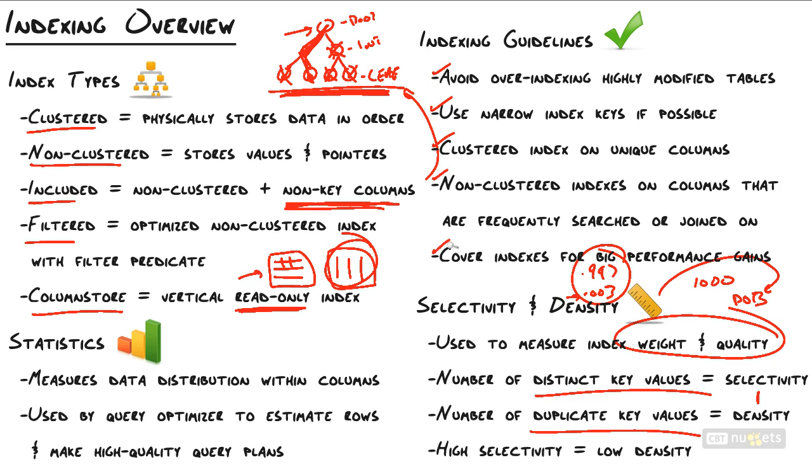And then don't forget about covering indexes for huge performance gains, so it doesn't have to go down to the data pages to get the data. It can use the index. All right, with that, why don't we head into the virtual Nugget Lab and create some indexes.